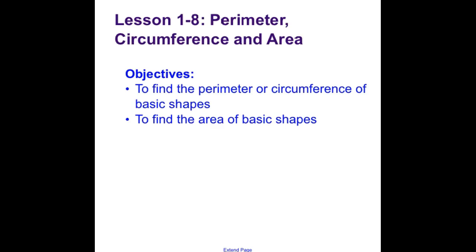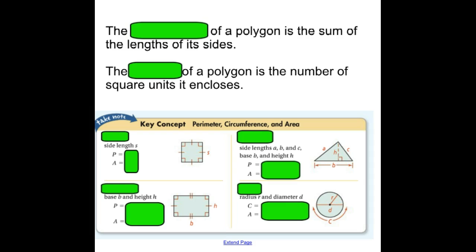This is Geometry Lesson 1-8. The topic is perimeter, circumference, and area. Our objectives for today are to find the perimeter or circumference of basic shapes and to find the area of basic shapes. So we have some definitions to begin with.